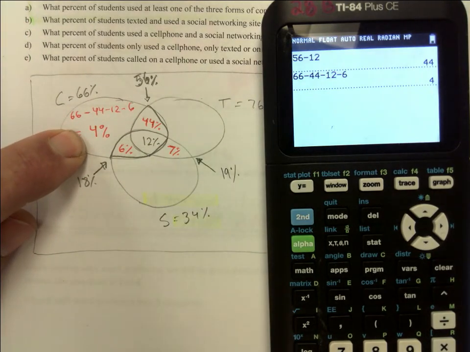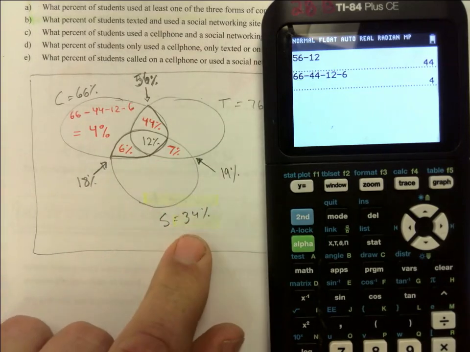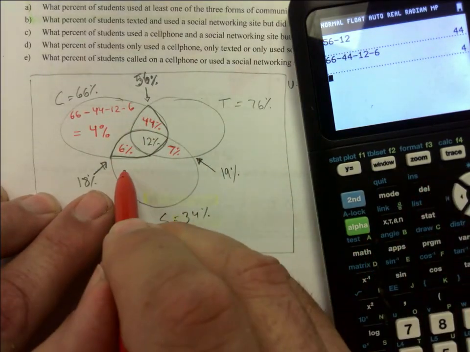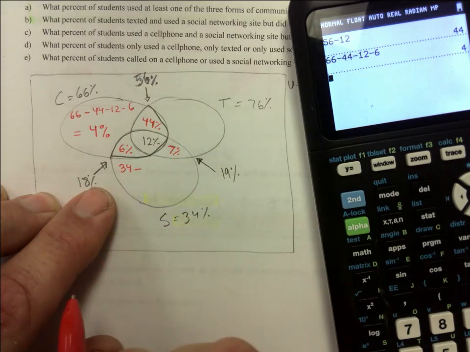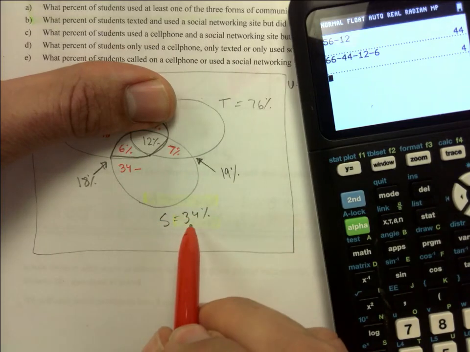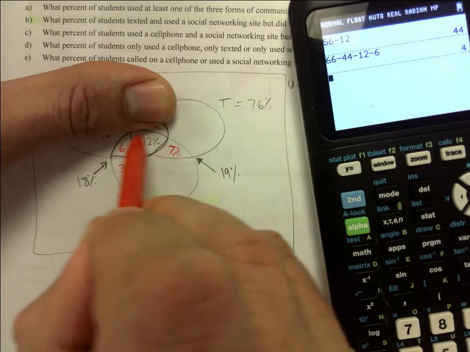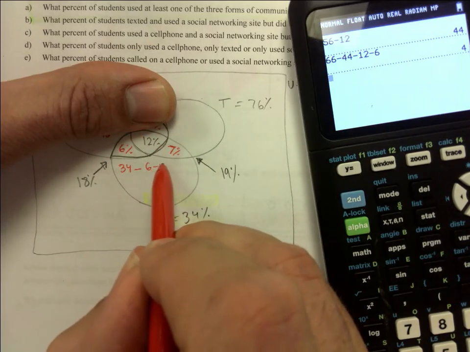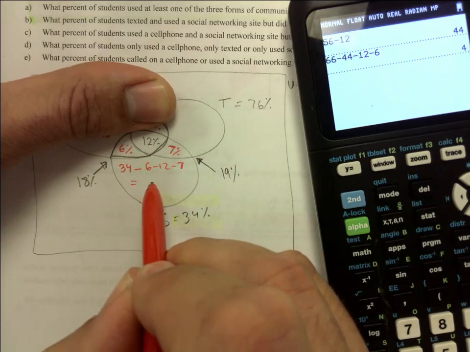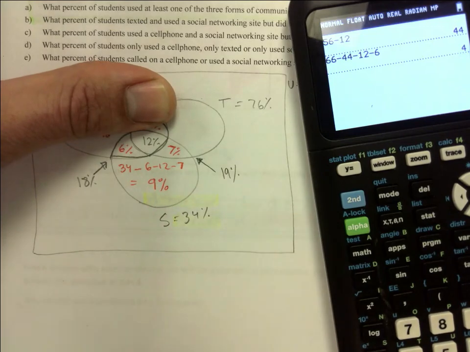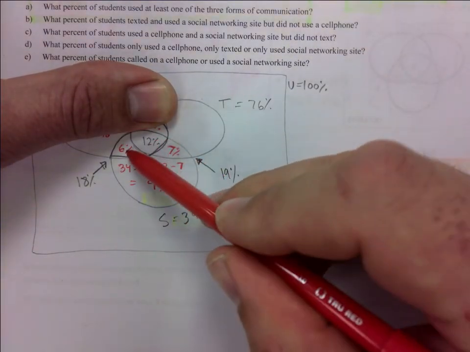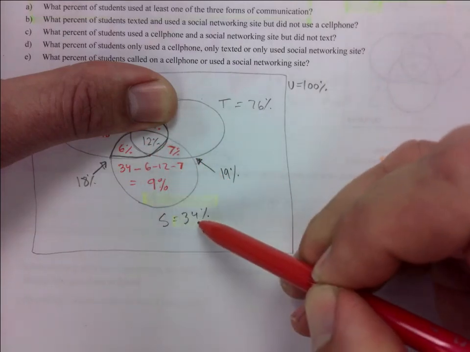Okay. Then let's go to this one right here to figure out what goes in here only. You know that all of this is 34. So you go 34. Remember, 34 belongs to this circle, S only. So 34 minus 6, minus 12, minus 7, take away these three, that gives you 9%. Okay. So you have that filled in. And how do you check? You better be able to add up the four numbers here and get 34, right?